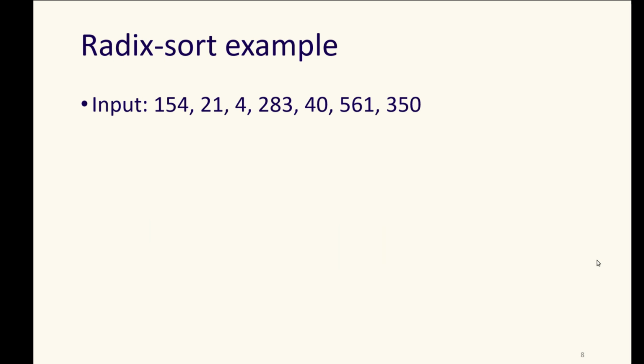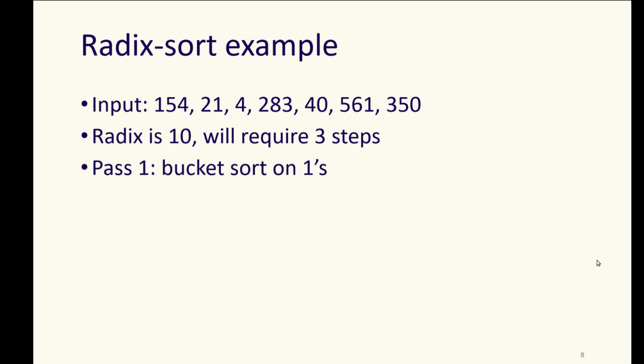Here's an example that will perhaps help to clarify this. I've got this data here. It has a radix of 10 if we do decimal digits, and it will require 3 steps because the numbers have at most 3 digits to them. In the first pass, we'll sort on the ones digit. So you can see the zeros got shifted into the 0 bucket. If I were to draw the buckets, that bucket would be of size 2.